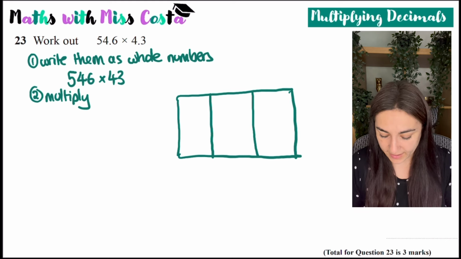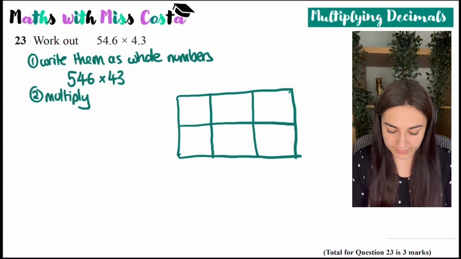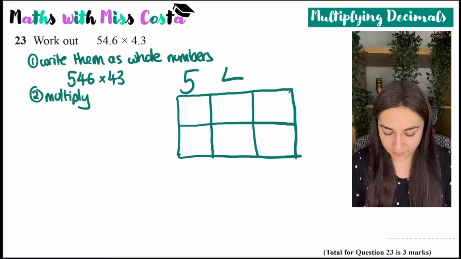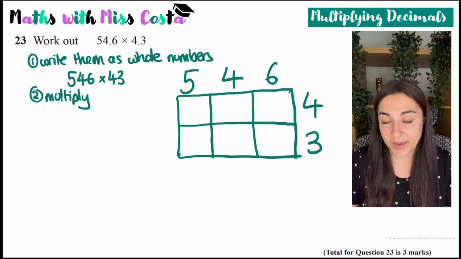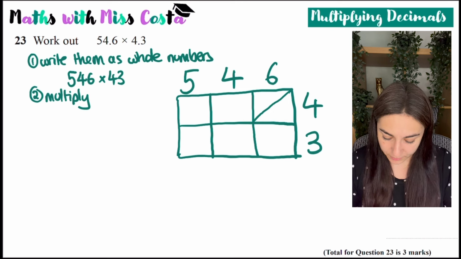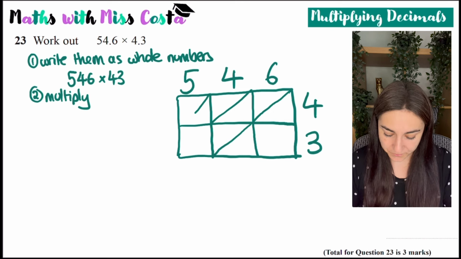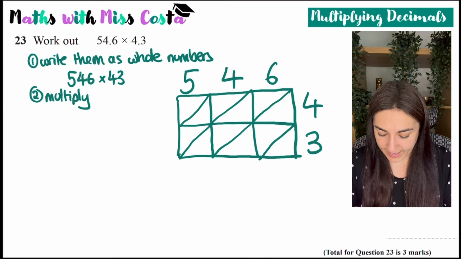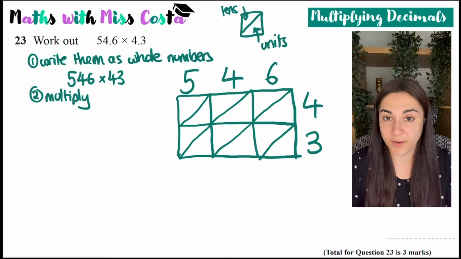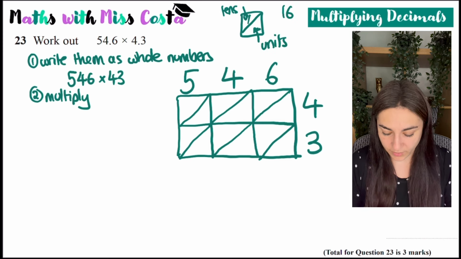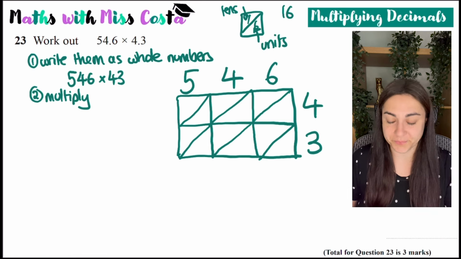So I'm going to create a 3 by 2 box, and then I'm going to write 546 over here and 43 over here. Now what I do is I split each box into two, and in the top part of the box I write my tens, and in the bottom part of the box I write my units. So if I was to write 16, I'd write 1 up here and 6 over here.